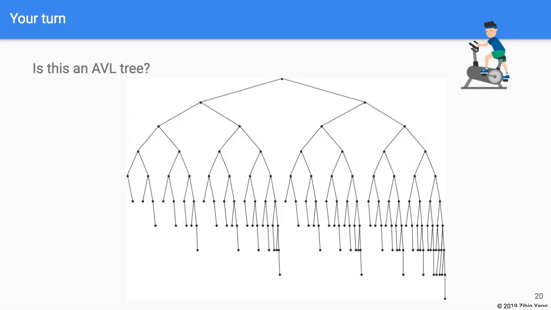Since we're in the mood of thinking about what are AVL trees, is this one an AVL tree? As it turns out, you can go through every single node and see if they satisfy the invariant, and as a matter of fact, it does. For every single one of them, the left and right subtree heights differ by no more than 1. And as a matter of fact, this is the smallest possible AVL tree that you can come up with for the height of 9.